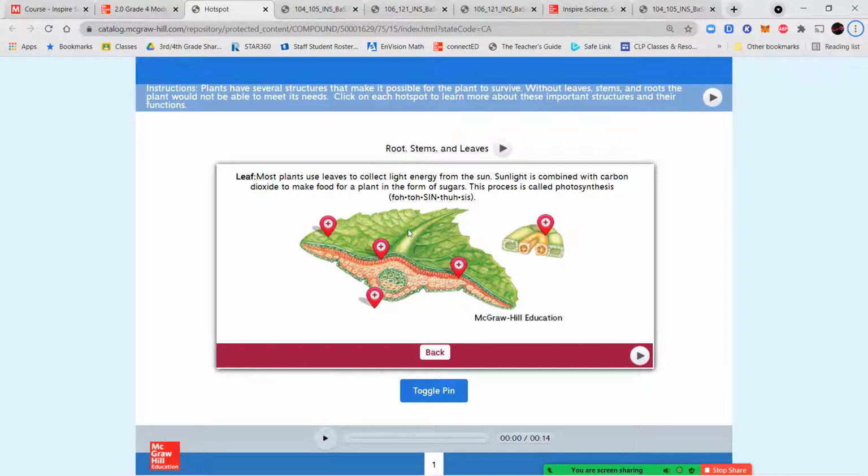Now for the veins in a leaf, so you can see all these different things that look like bumps and lines all the way through it. Those connect all the way from the roots of your plant all the way throughout the leaves, and that's how water and nutrients are carried throughout your plant.